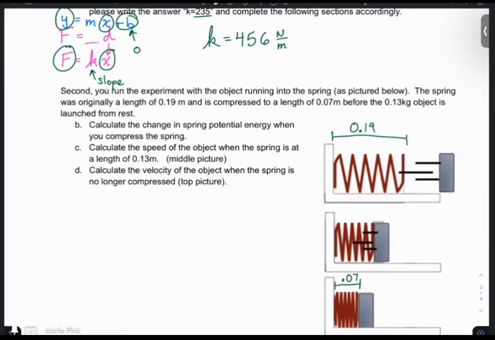And then we're going to launch this thing. So it was 0.19, and then I squish it, I put the block against it, I let go, and my 0.13 kilogram object is launched. So the change in spring potential energy, I'm going to just look at my change in energy. So at this point, my spring potential energy is 0. And at this point, I can calculate it using my spring potential energy equation. So spring potential energy is 1/2 times k times x squared.